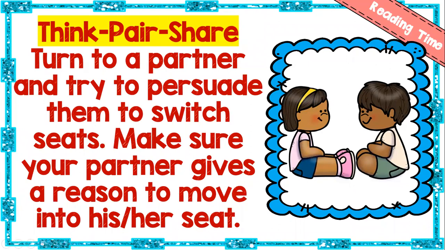Now, think to yourself. This is a think, pair, share. Think to yourself, if you have someone at home that you can try to persuade, you're going to try to persuade them to switch seats. So you're turning to them and giving them reasons why it would be a good idea to switch seats. Make sure that your partner gives a reason to move into his or her seat. When you're trying to convince someone, you're giving them lots of good reasons why.